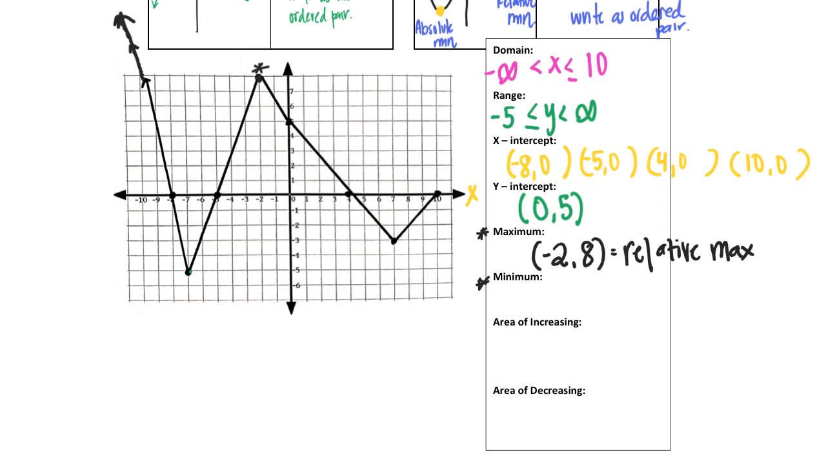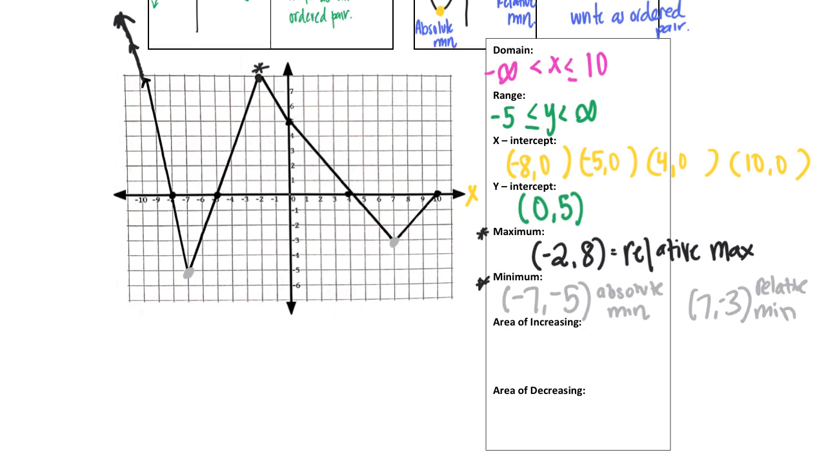Let's do the same thing with the minimums. You'll notice that there are 2 minimums on the graph. We have this point down here and this point. So we have -7, -5. That -7, -5 is the lowest point on the graph. So you should call it an absolute minimum. The point 7, -3 is the lowest point in its neighborhood, but it is not the lowest point on the graph. So you should designate that a relative minimum.